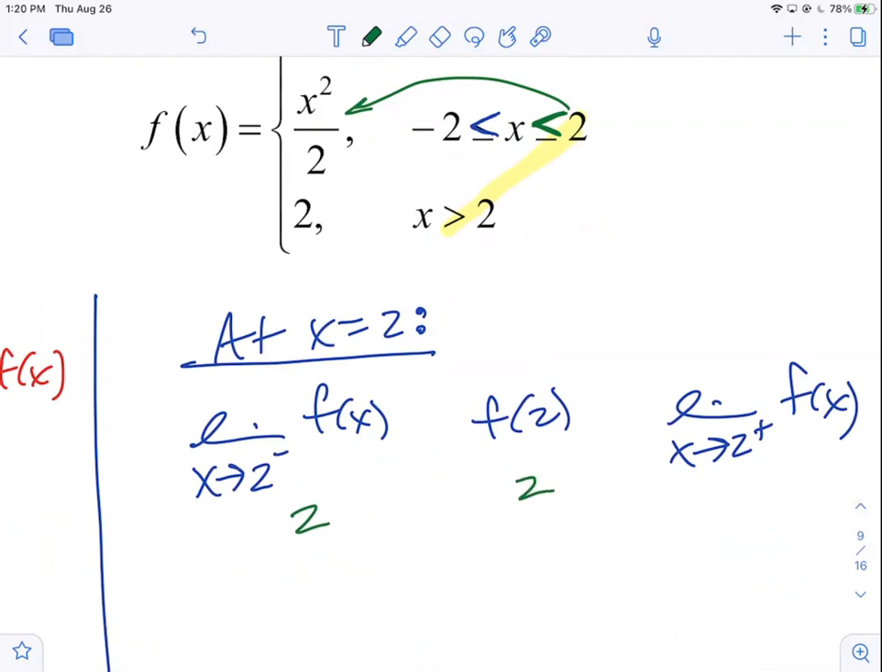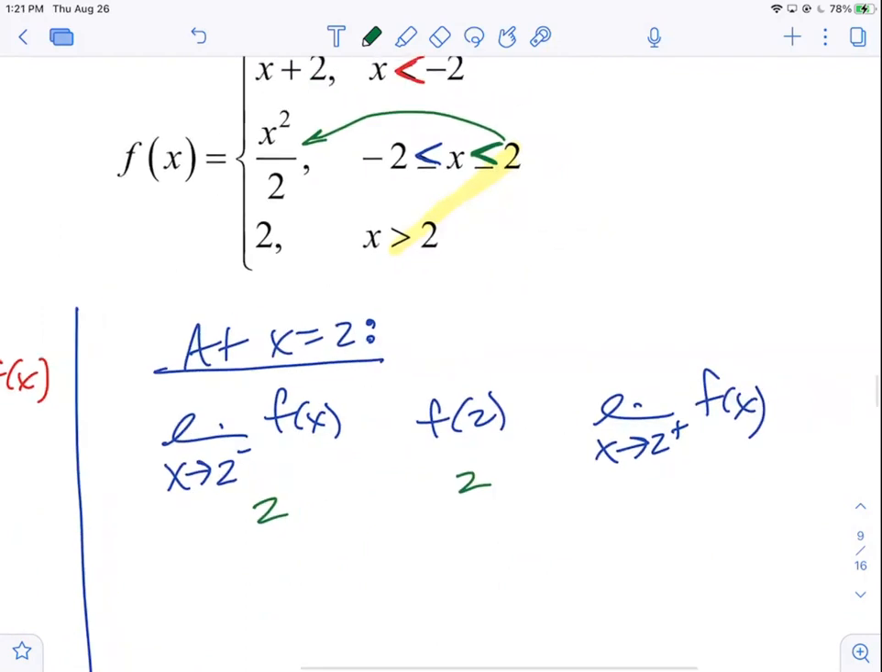I personally wouldn't bother writing the limit as x goes to 2 from the left of x squared over 2. You can, but I would just say, oh, it's this piece, let's plug in for x. If the limit's there, it has variables. If the limit's not there, it's a constant. And then the limit from the right of 2, that's the bottom, greater than 2, is 2.